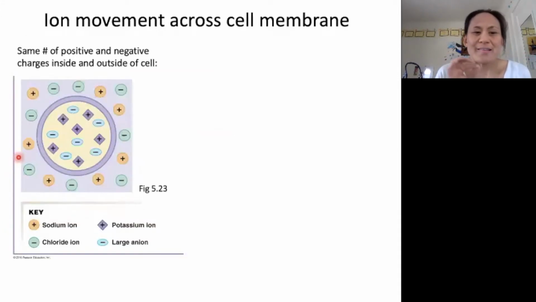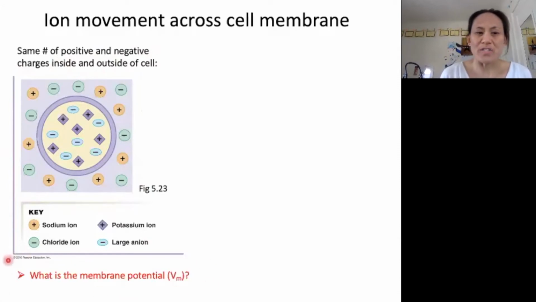Let's take a look at an example to illustrate this concept. We're going to start with this same picture that we saw on the other slide. What we have going on in this picture is we have the same number of positive and negative charges inside and outside of the cell. So I want you to take a moment now to answer this question. You should be able to answer this question with this information here. What is the membrane potential of this cell? Go ahead and hit pause to answer that question.